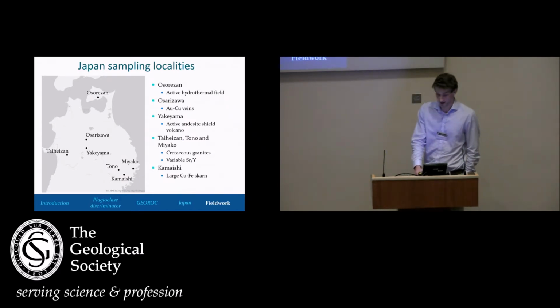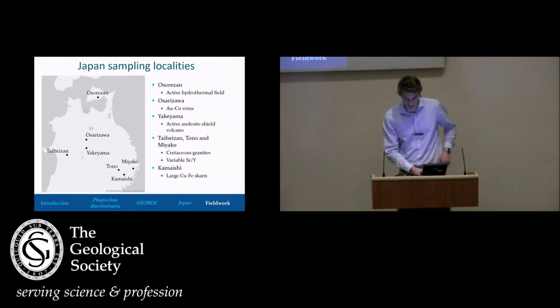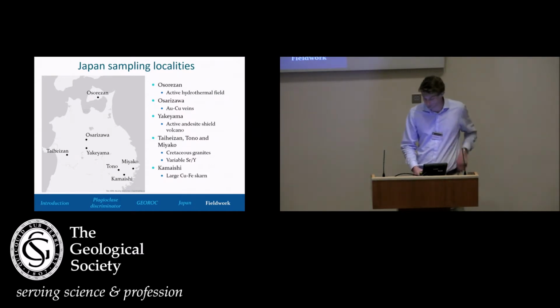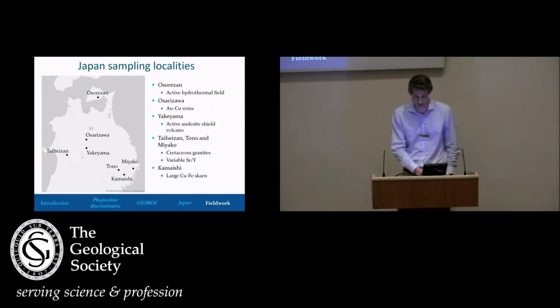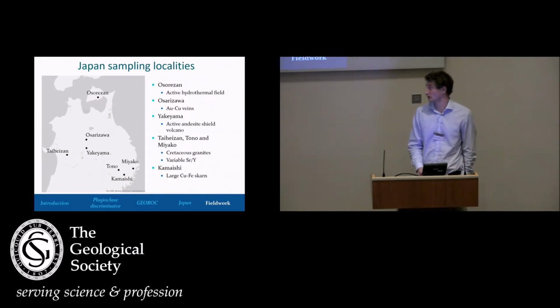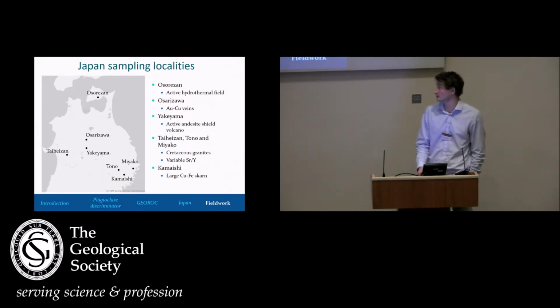And then finally, the Kamaishi deposit is a large copper iron skarn. This is the largest skarn deposit in Japan. The Cretaceous age Ganadaki igneous complex intruded into some Permian limestones and formed an enormous skarn deposit with 14 or 15 different ore bodies in that area. Historically it's been mined for quite a long time, but it shut down in the 70s.